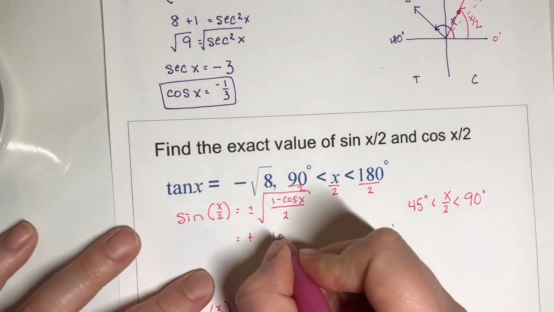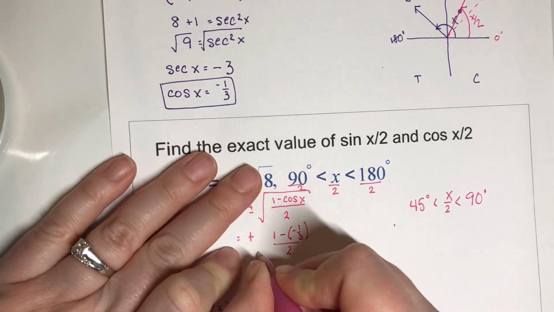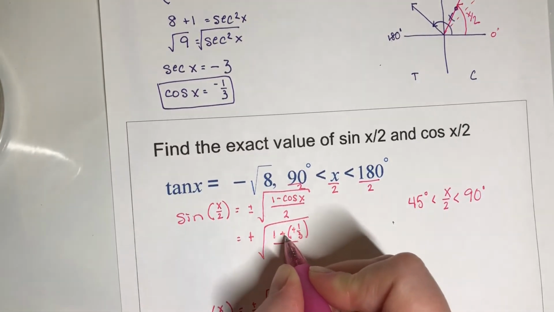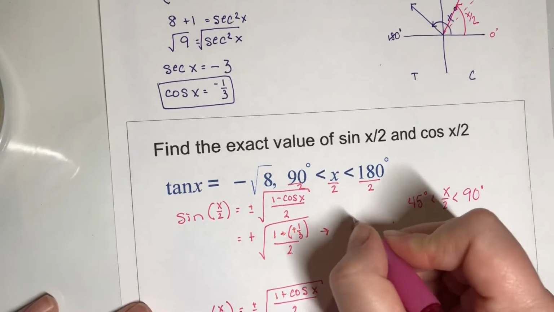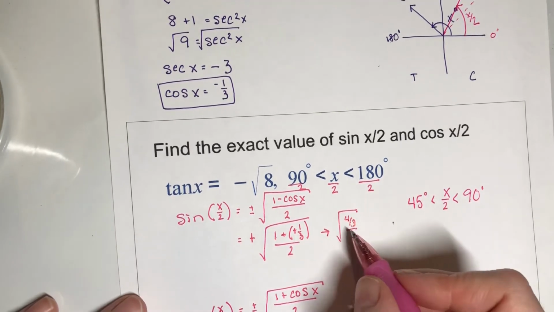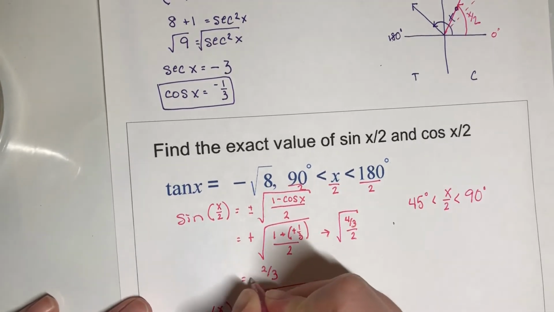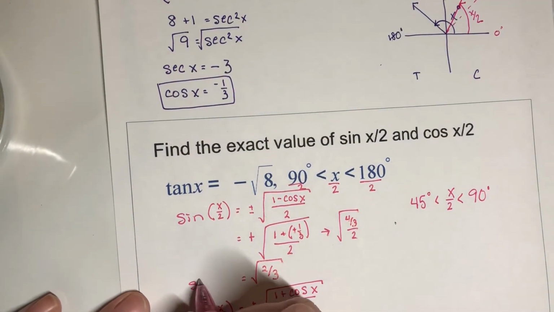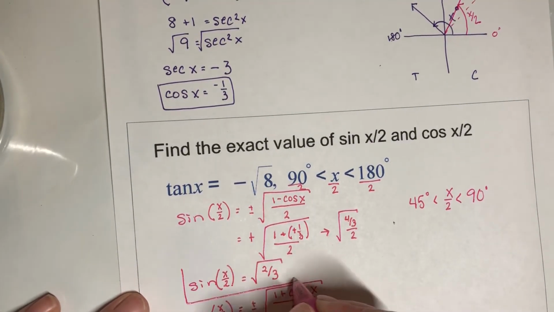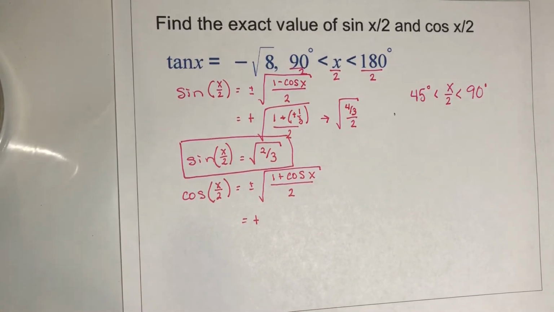So we have 1 minus a negative 1/3 divided by 2. Two negatives here do make this a plus. So 1 plus 1/3 ends up being 4/3 divided by 2. And 4/3 divided by 2 is 2/3. So our half angle for sine is the square root of 2/3. And we would just go ahead and leave that in the root and the fraction. It looks kind of ugly, but that is the way we're going to leave it.